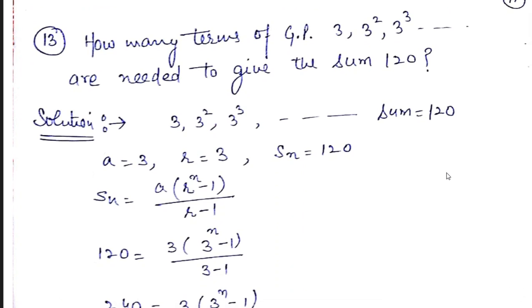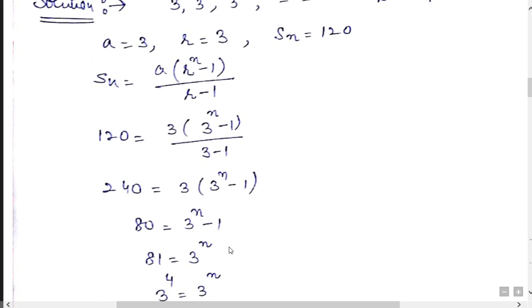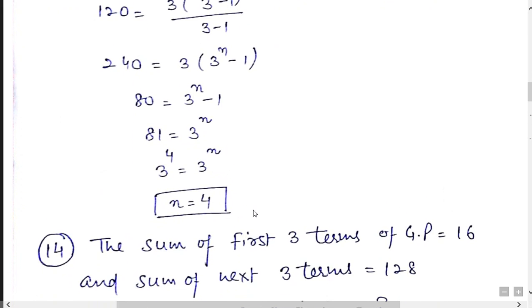Question number 13. How many terms of the GP 3, 3 square, 3 cube, it is a series, are added to give the sum? Sum is given to you, that is 120, and you have to calculate the value of n. Now insert in the formula Sn a r raised to power n minus 1 divided by r minus 1. 3 minus 1, it's 2, multiplied on the left hand side, it's 240, divided by 3, it's 80, then 81 can be written as 3 raised to power n. It means clearly n is equal to 4 because 3 raised to power 4 is 81.